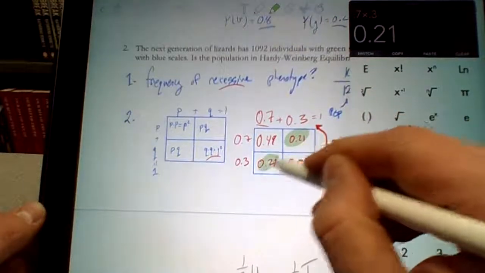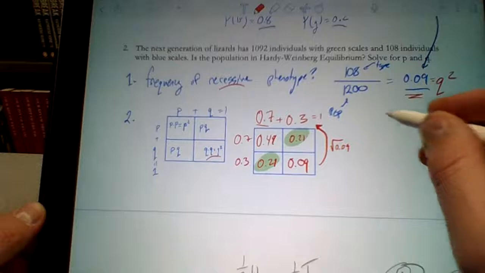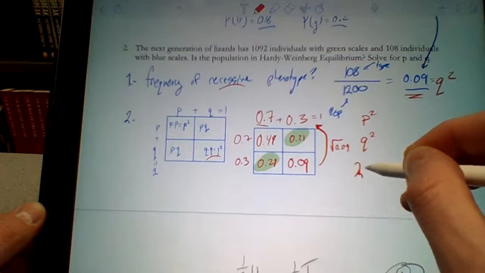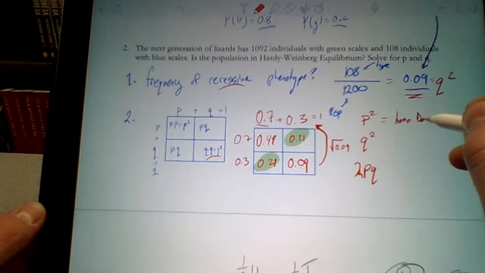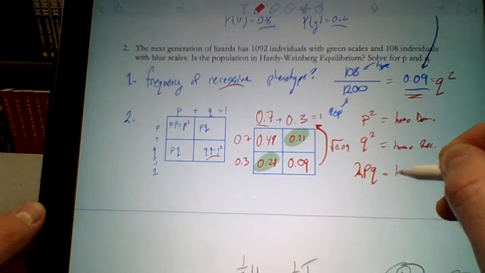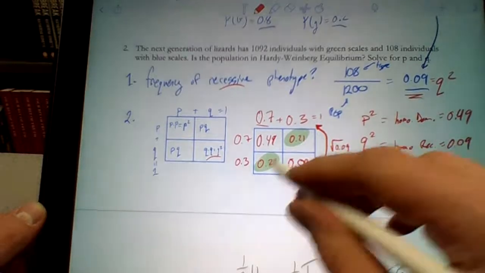These two that are exactly the same can be added together for our final count. So we have our P squared, our Q squared, and our 2PQ, which are our homozygous dominant, our homozygous recessive, and our heterozygous. The value in the top left corner is 0.49, the value in the bottom right corner is 0.09, and the value in the middle is 0.42, which is adding these two together.